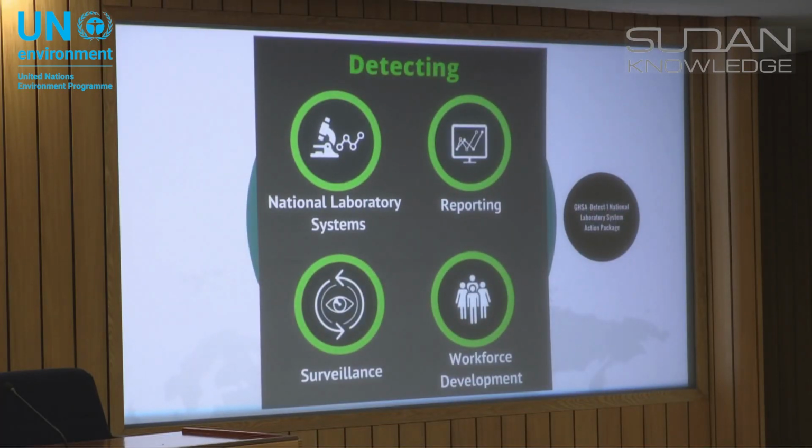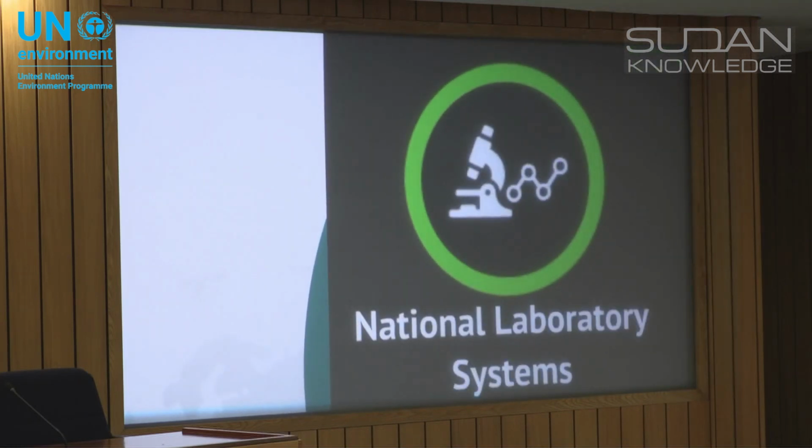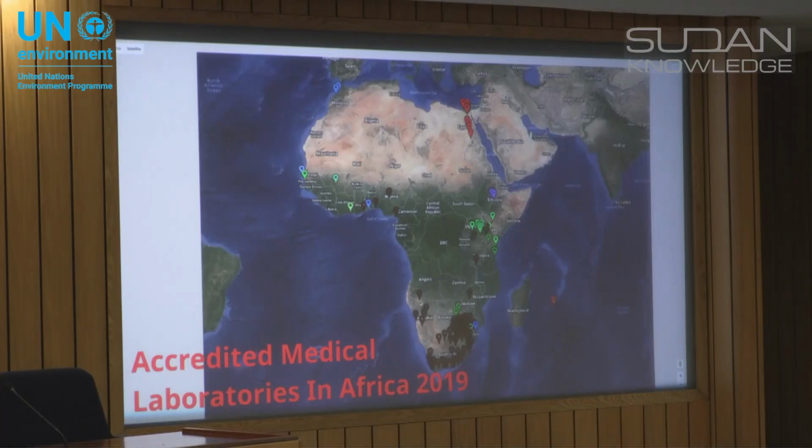The second package, detecting, which is the national laboratory systems, reporting, and surveillance, and the workforce development within each of these countries. And the national laboratory systems, of course, is really critical. Two years ago, I was the CEO of the African Society of Laboratory Medicine. One of the things that we do is try to develop labs in Africa to become internationally accredited laboratories, just like the one you see here with NHS.